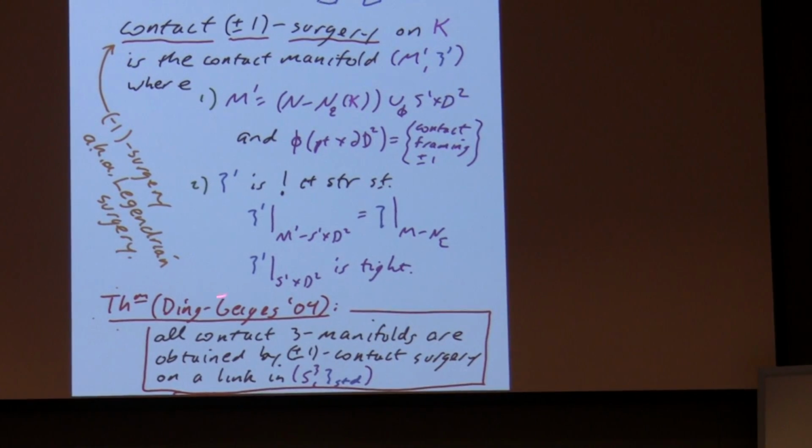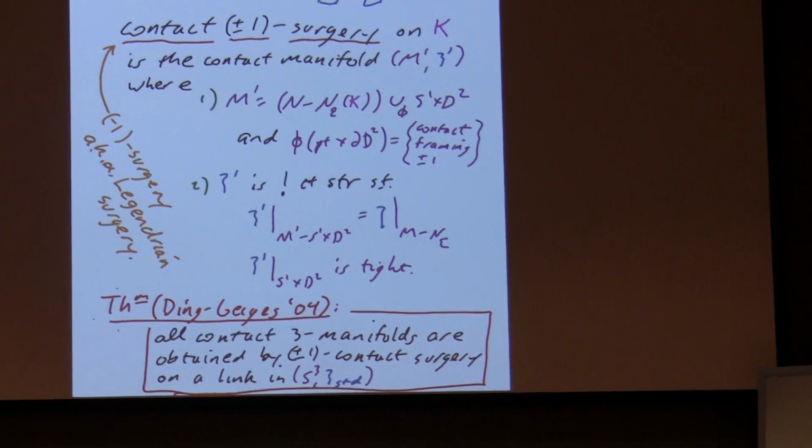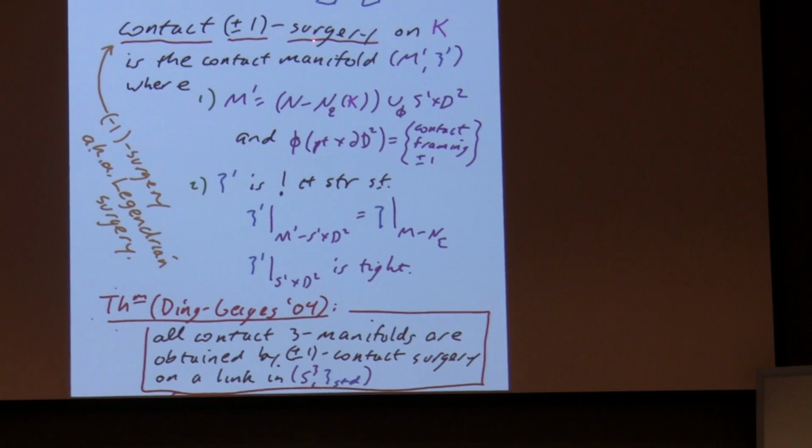Oh, by the way, I should mention I'm going to slip and call it Legendrian surgery many times, so I might as well tell you, contact -1 surgery on a Legendrian knot is called Legendrian surgery.